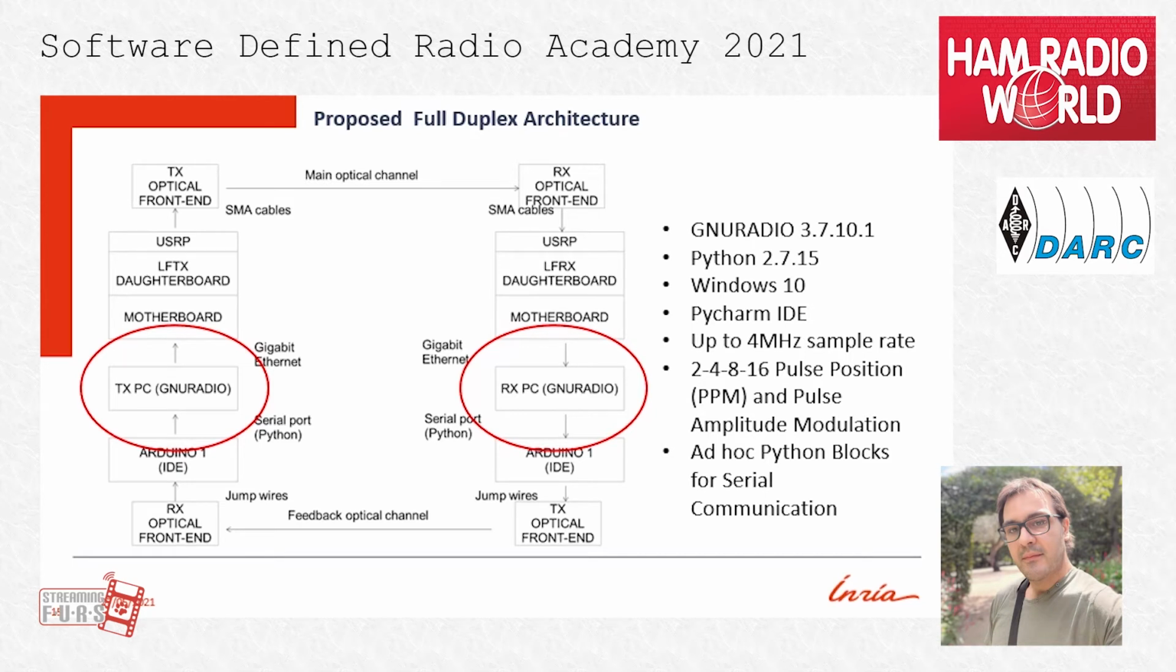We can manage up to 4 MHz sample rate using 2, 4, 8, and 16 pulse position modulation and pulse amplitude modulation. So we use some ad hoc Python blocks for allowing a serial communication between the PC, so the GNU Radio routine, and the Arduino, which provides the communication and controls the communication in the feedback optical channel. So we need an exchange of data between GNU Radio and Arduino, and we do it through some Python blocks.